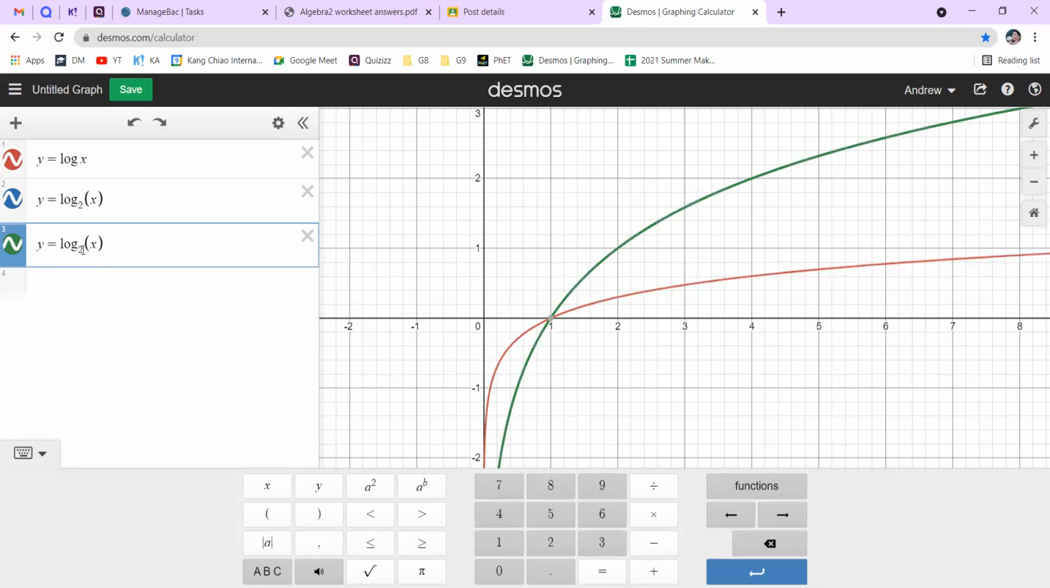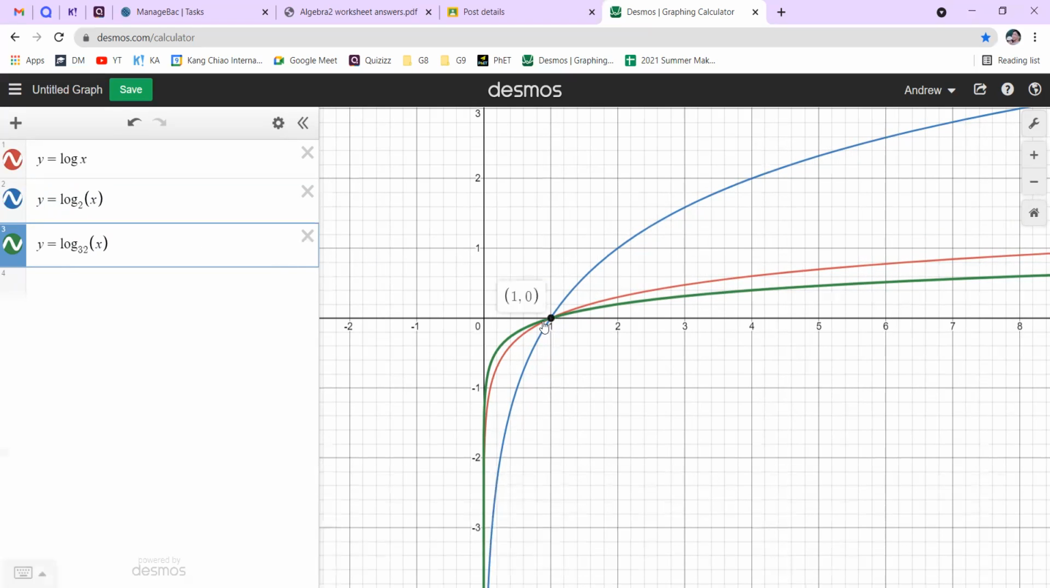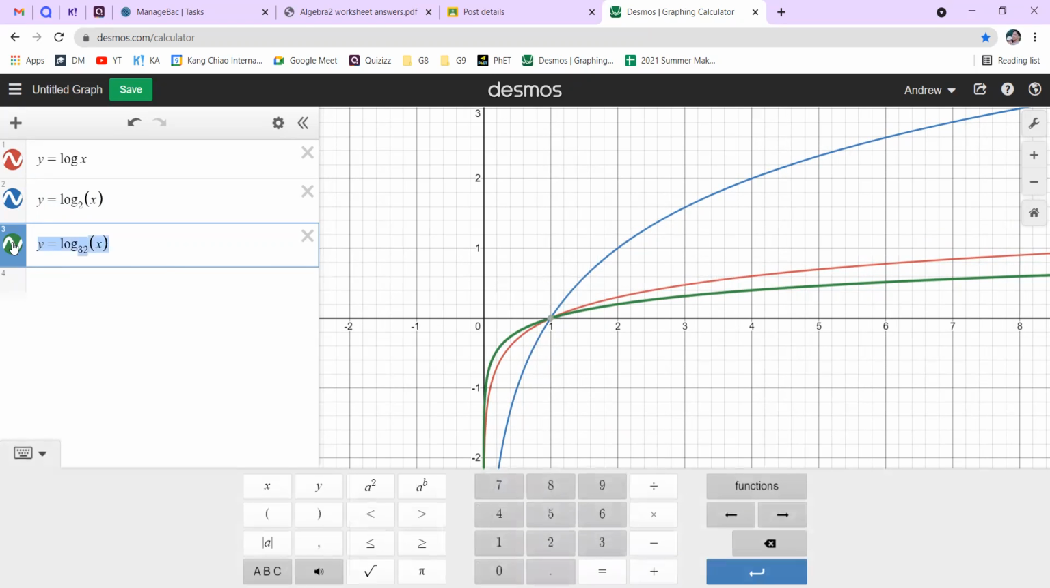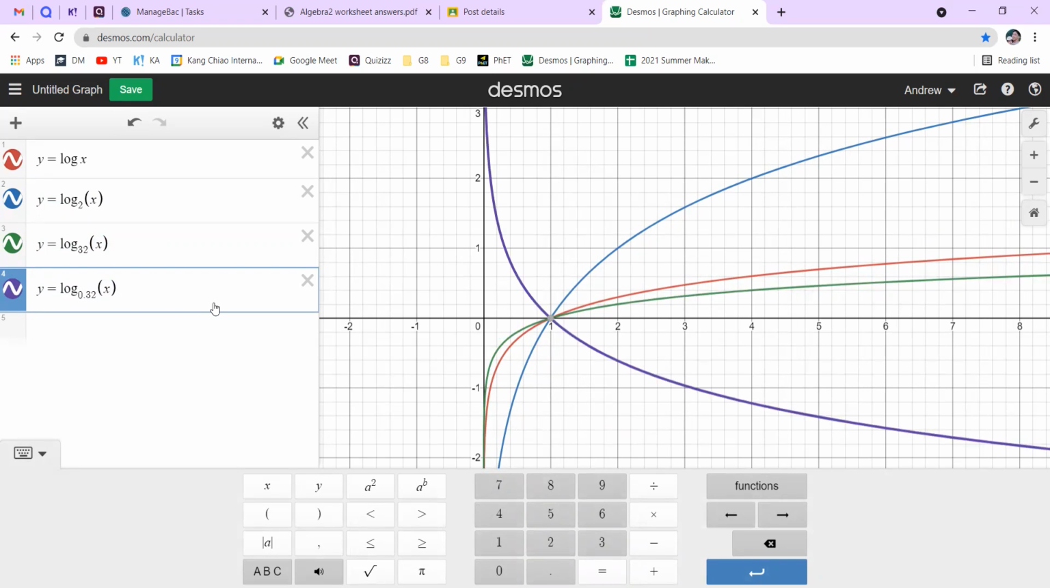Oh, wait. We use 32. Okay, so it always goes through (1, 0). Even when I change the base to a number between 0 and 1, maybe this is 0.32. Remember, if the base is between 0 and 1, the graph looks upside down.